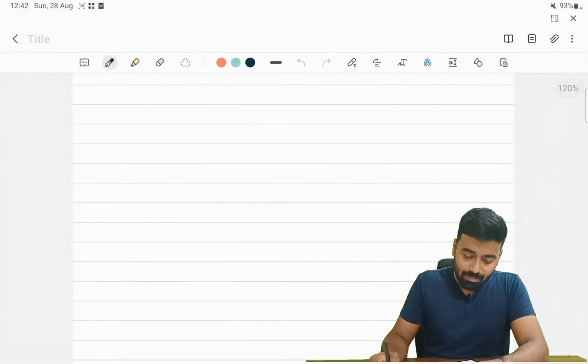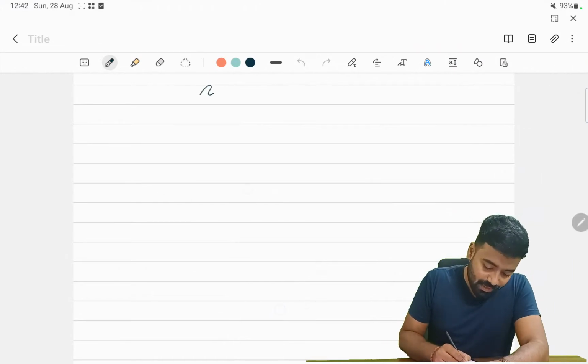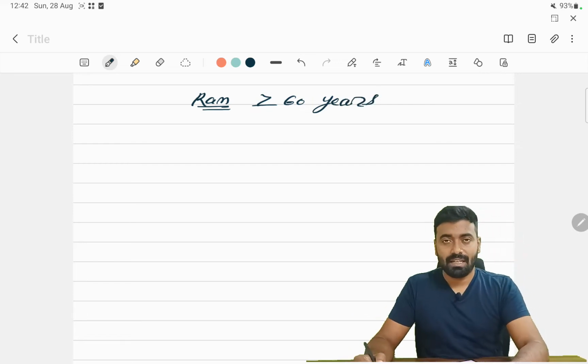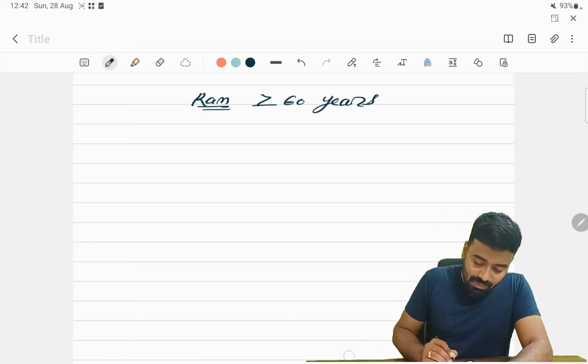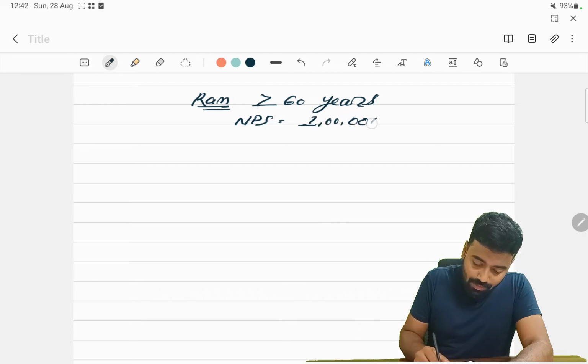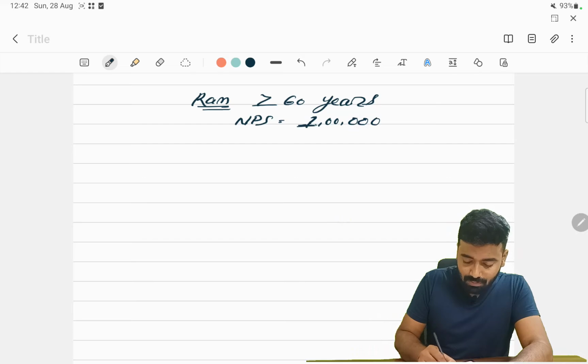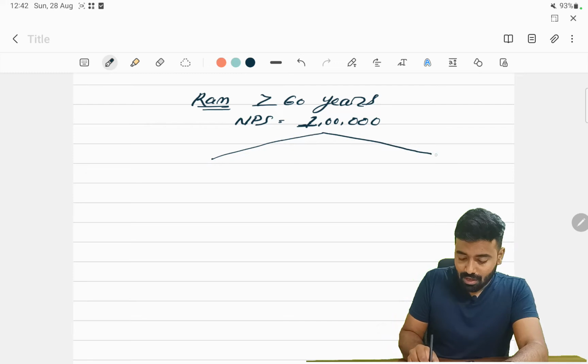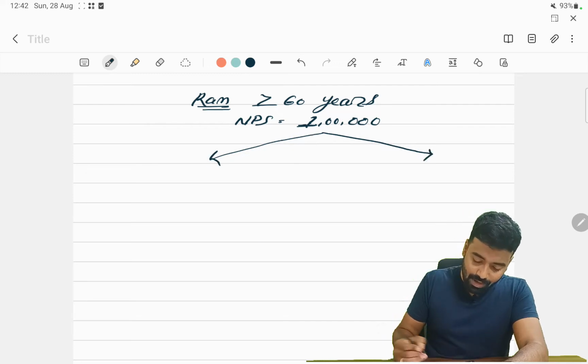The first scenario: there is a person called Ram. Ram is retiring at the age of 60 years or more. The assumption is that Ram has an NPS corpus of around 1 lakh rupees. In such a case, we have two scenarios. First of all, how much will go to the annuity and how much he can withdraw.